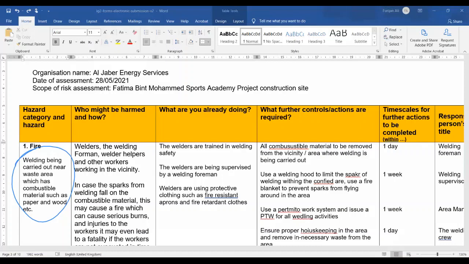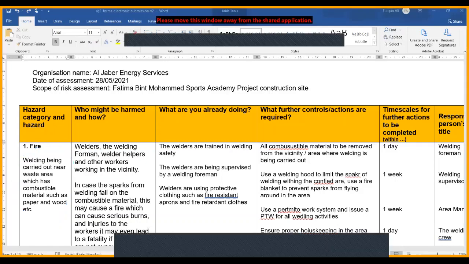Okay, so what is the hazard? The hazard category is fire. What can happen? Fire can happen. Why? What is the hazard? What will cause the fire? Welding which is being carried out near the waste area, that is the hazard itself. Okay, so this is how you need to write the hazard.